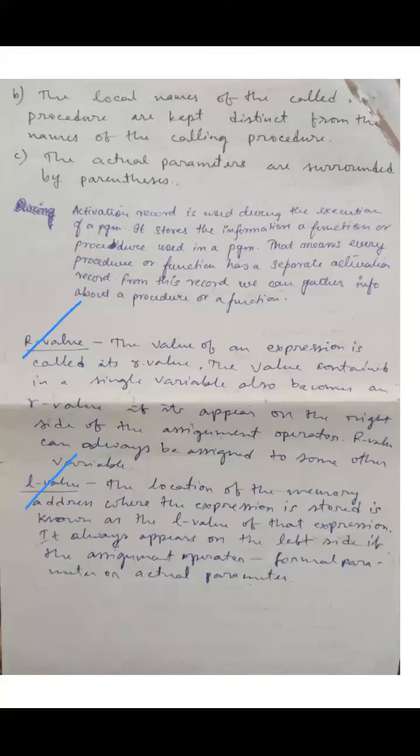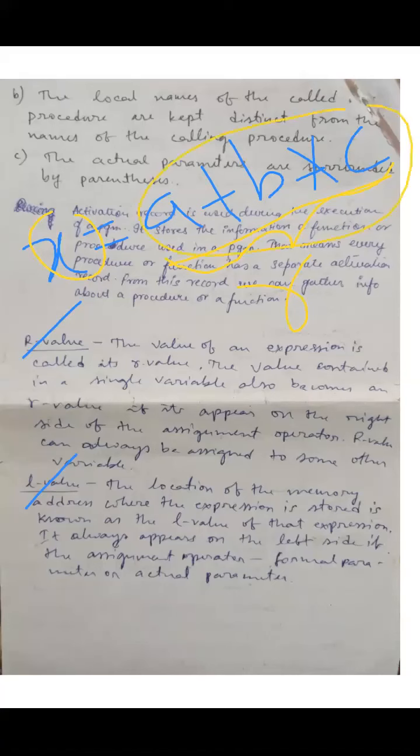For example, you have written x equal to a plus b into c, where the final result of a plus b into c will be stored in x. Here this a plus b into c will be the R value. That is the value that will be generated after evaluating the expression, and that is on the right hand side of your expression.